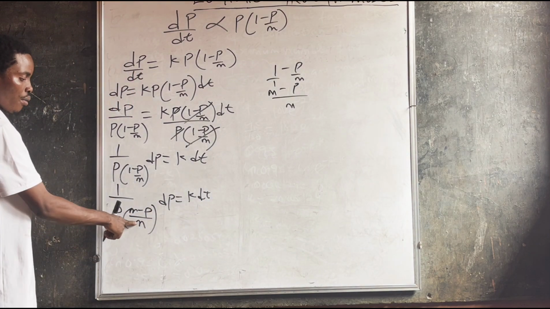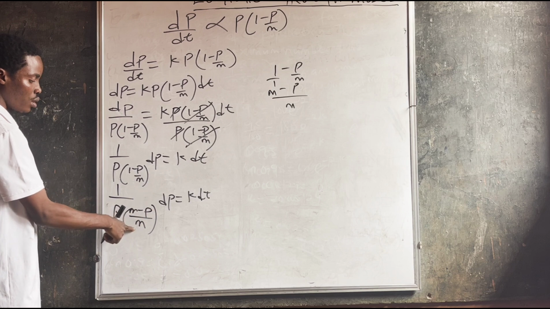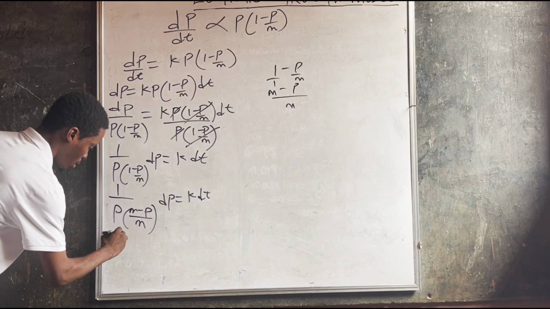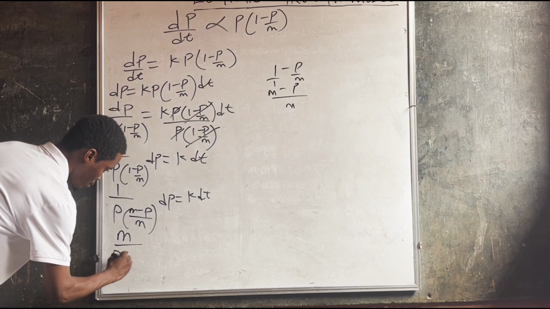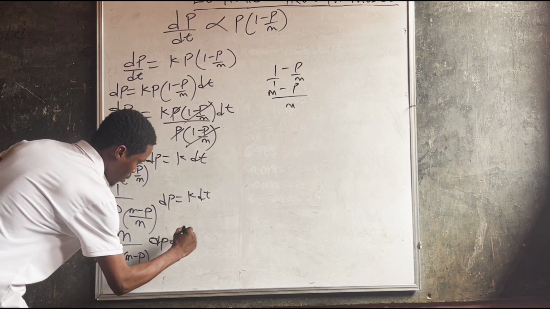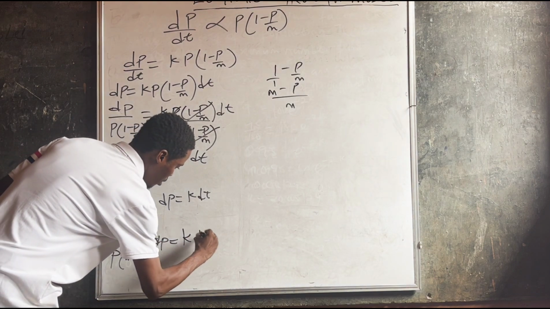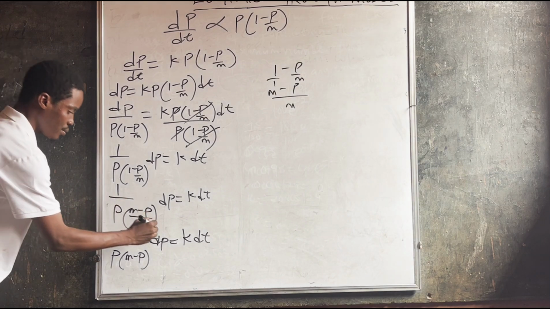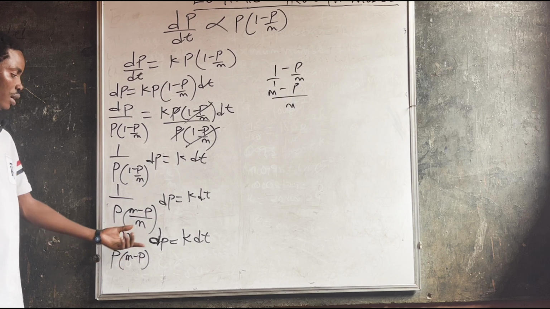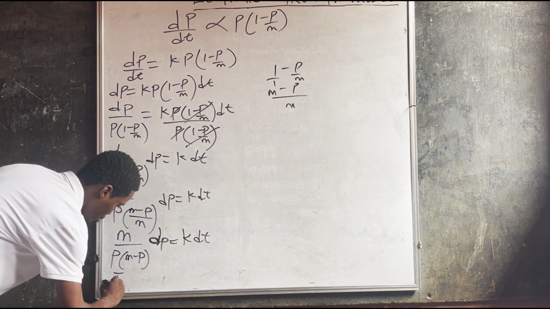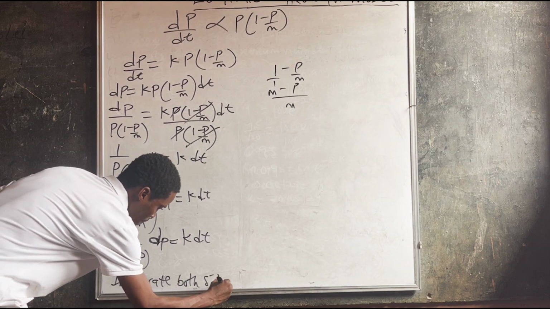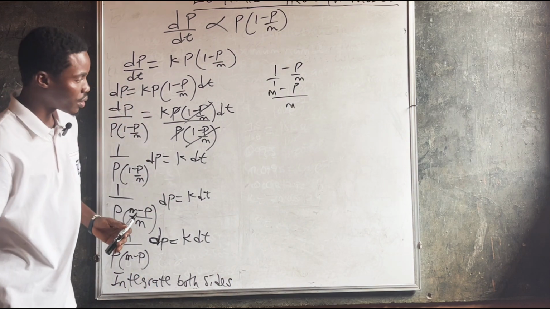So in this case, the M in the denominator, I can take it to the numerator. We will now have M all over P(M minus P) is equal to k dt. Since I have solved this, I can now integrate both sides. If I integrate both sides, what am I going to get?